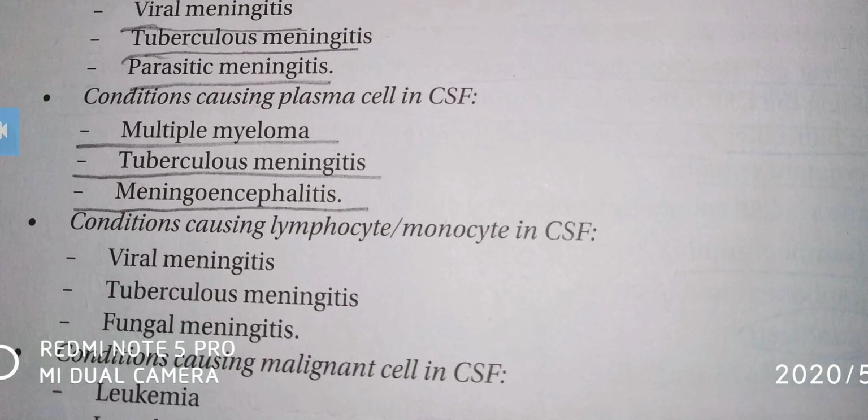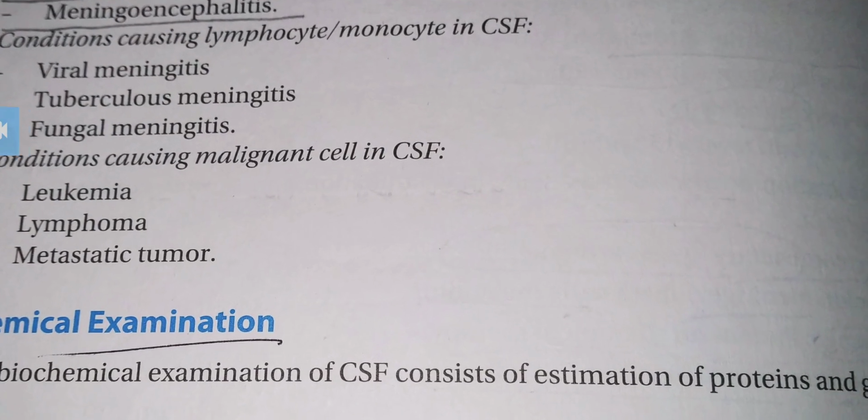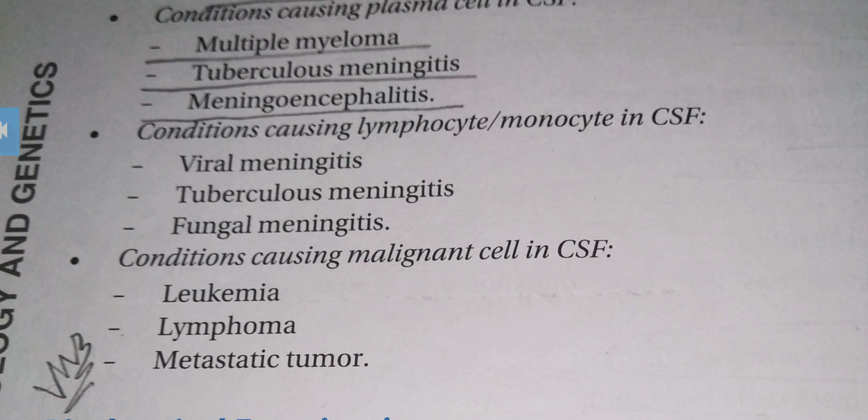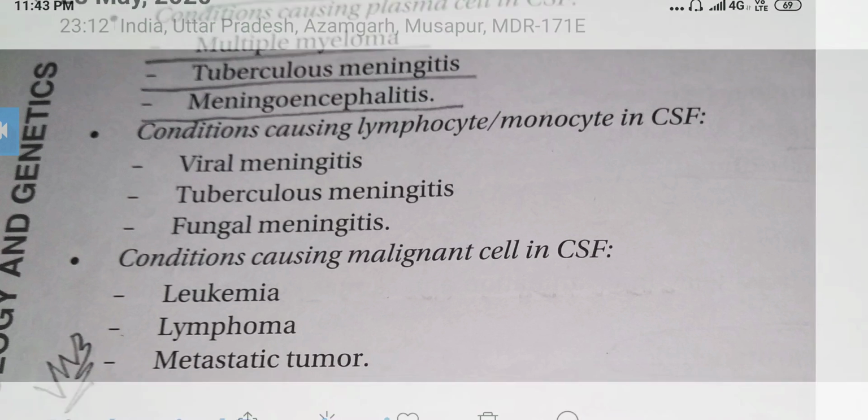The conditions causing plasma cells in CSF are multiple myeloma, tuberculosis, meningitis, and meningoencephalitis. The conditions causing lymphocytes or monocytes in CSF are viral meningitis, tuberculous meningitis, and fungal meningitis. The conditions causing malignant cells in the CSF are leukemia, lymphoma, and metastatic tumor. So here we will end.